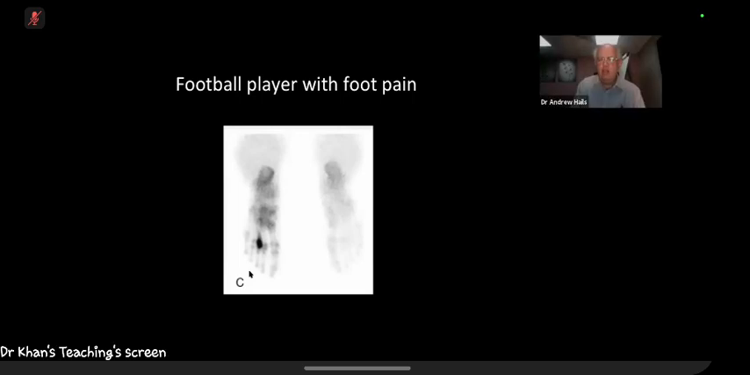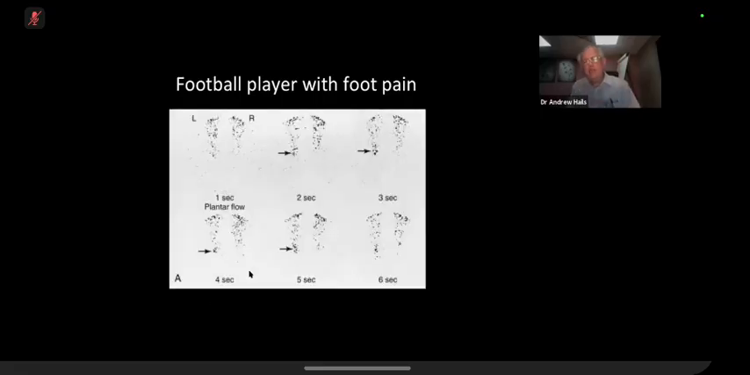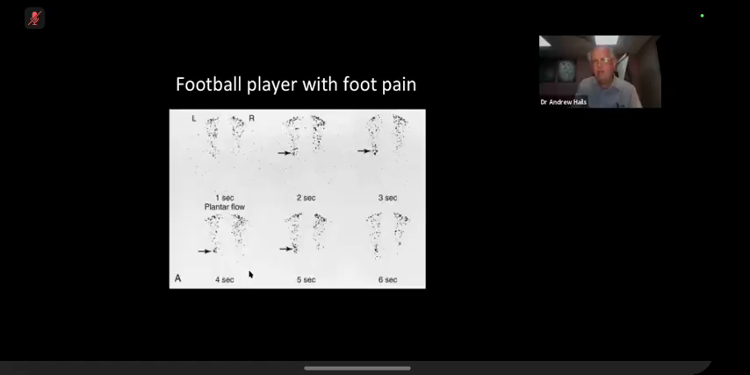Yes. Right foot, isn't it? Yeah. So in a football player with foot pain and with this distribution, I would be concerned about a stress fracture of the metatarsal. Absolutely, yeah. And what do you call this kind of bone scan where you have different sets of images like this? Is it a triple phase? That's right. Yeah. Or 3-phase, triple phase bone scan.